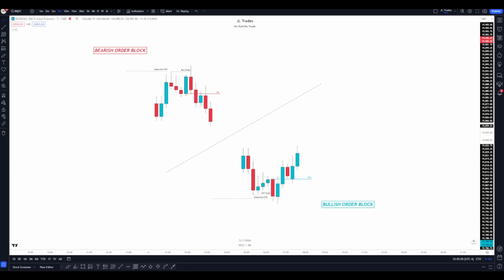My name's Jack. In today's video I'm going to be going over order blocks. So we'll start off with a bearish order block example. We have market structure here.